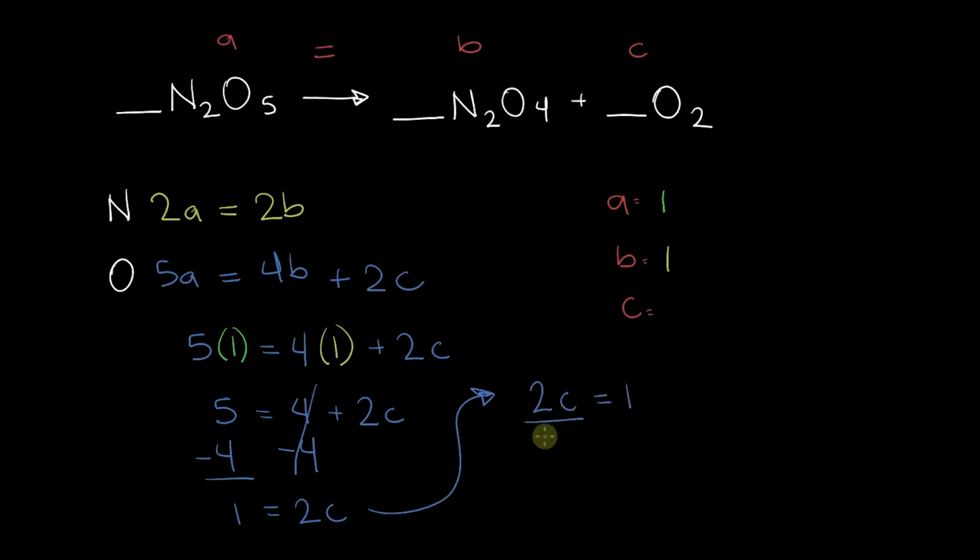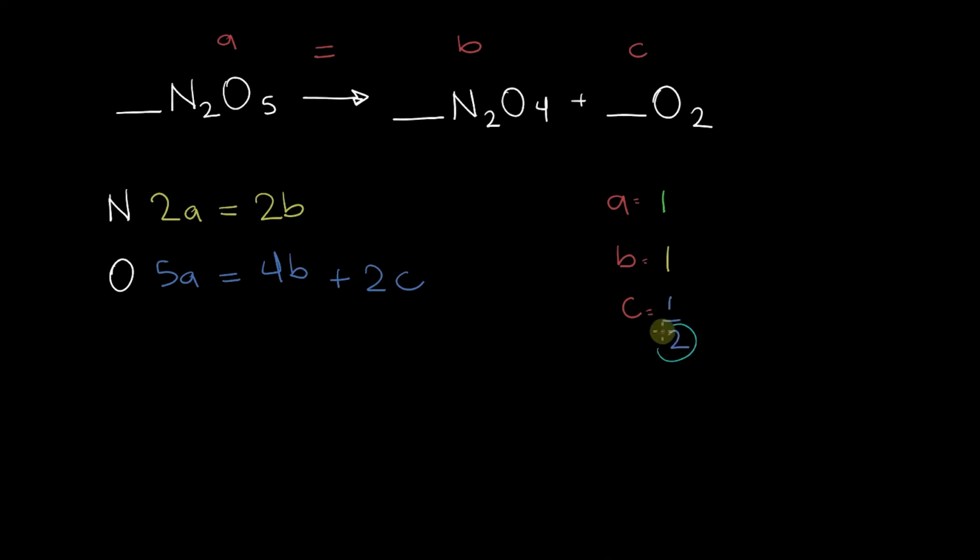Divide each term by 2, canceling the common factor of 2. We get C equals 1 half. Write 1 half for the C variable. Since we need whole integers for the coefficients, we must get rid of the fraction by multiplying each term by the value of the denominator in the fraction. Remember to always do this for all of the variables.